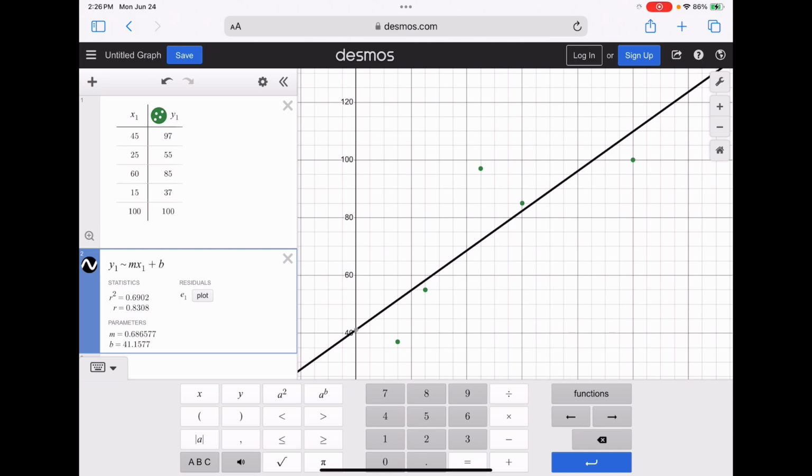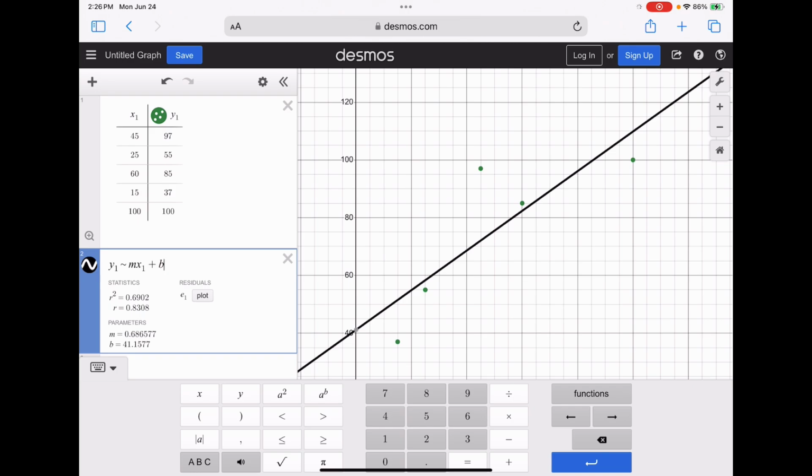All right, so if you look closely at parameters in that number 2 box, it says m equals 0.686577. So that's going to be our slope. That's our m value for our equation. And then b is 41.1577. So that's going to be our y-intercept. All right.